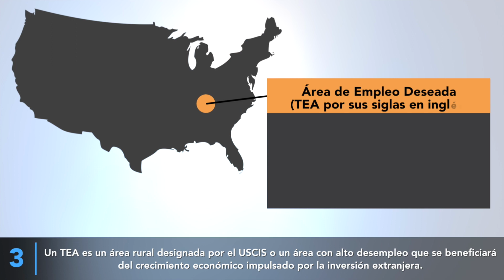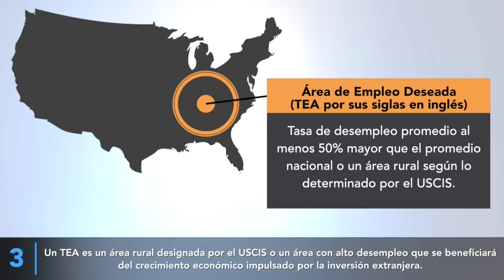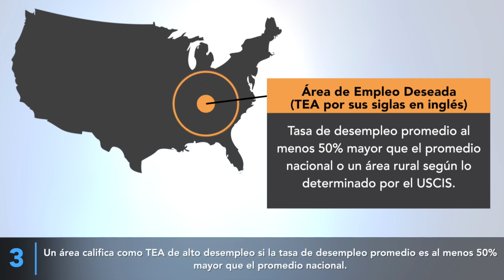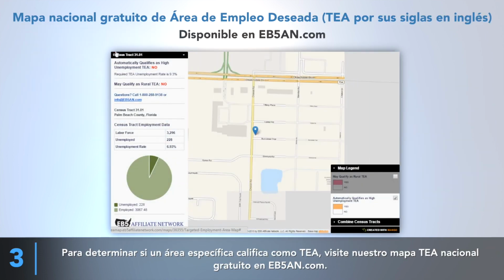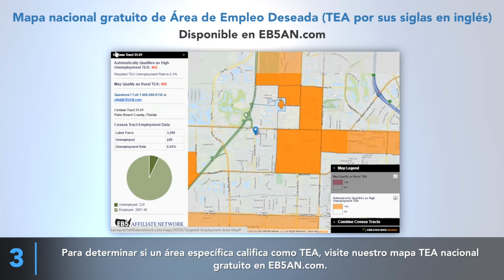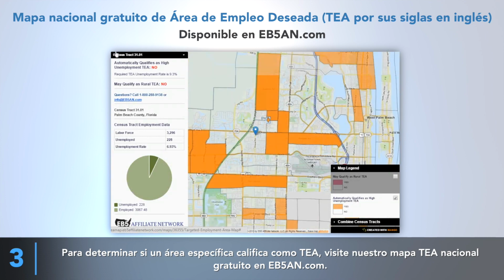A TEA is a USCIS-designated rural area or area with high unemployment that will benefit from the economic growth fostered by foreign investment. An area qualifies as a high unemployment TEA if the average unemployment rate is at least 50% greater than the national average. To determine whether a specific area qualifies as a TEA, please visit our free national TEA map at eb5an.com.